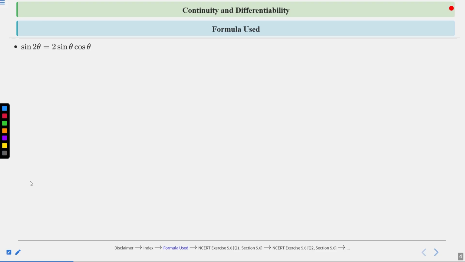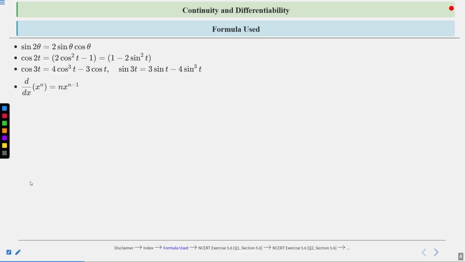The formulas we will use in this exercise are: sin 2 theta is basically 2 sin theta cos theta. Clear? Cos 2t is basically 2 cos square t minus 1, which is equal to 1 minus 2 sin square t, right? Cos 3t is equal to 4 cos cube t minus 3 cos t, and sin 3t is basically equal to 3 sin t minus 4 sin cube t.